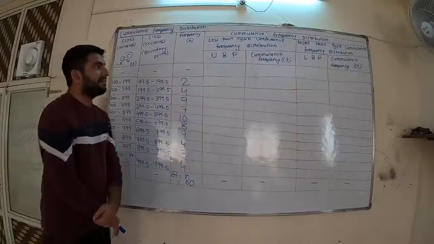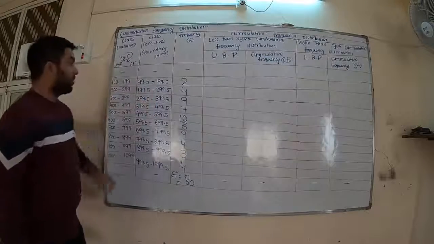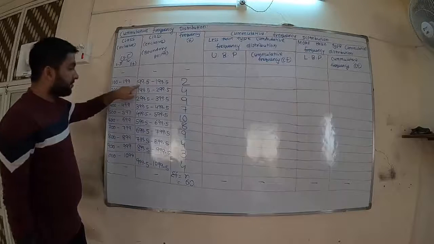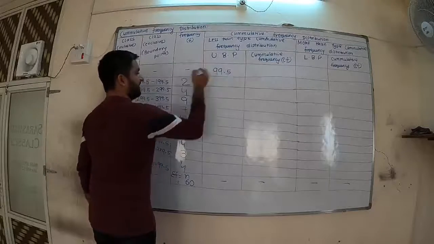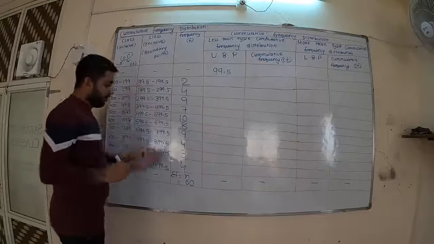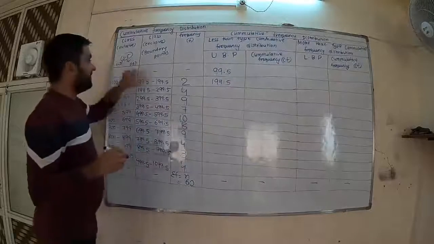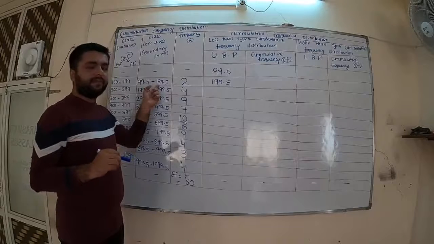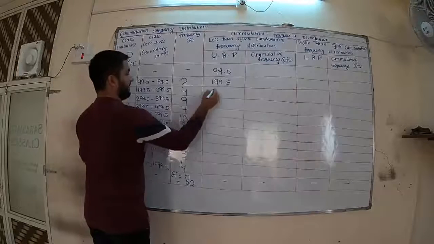Now, for the less than type cumulative frequency distribution, use all the upper boundary points. So all the upper boundary points are here, and start with the first lower and all the uppers. First lower is 99.5. As I said in the guidelines, first lower, all the uppers. Now I write all the uppers. 199.5 is the upper boundary point.